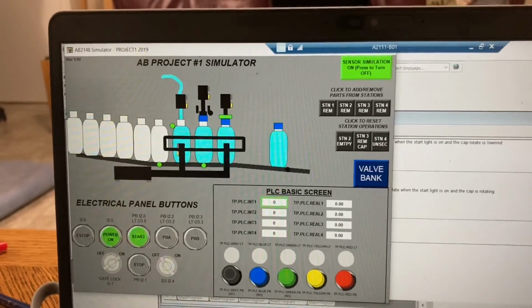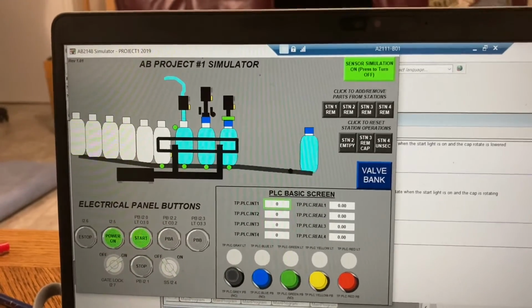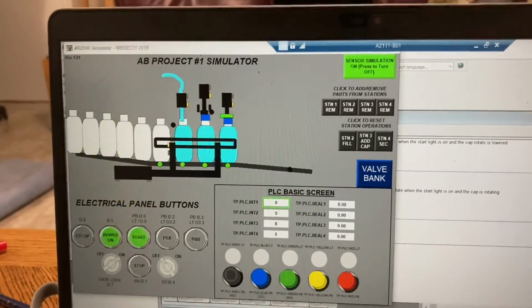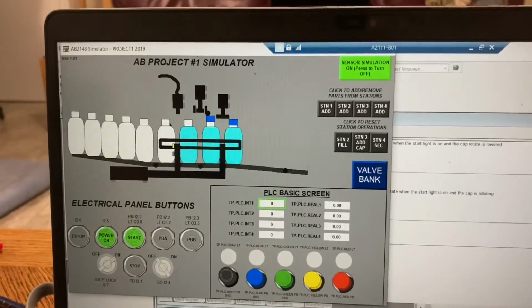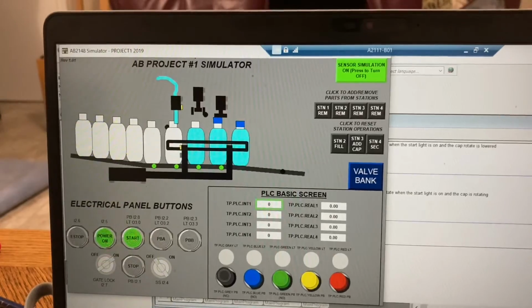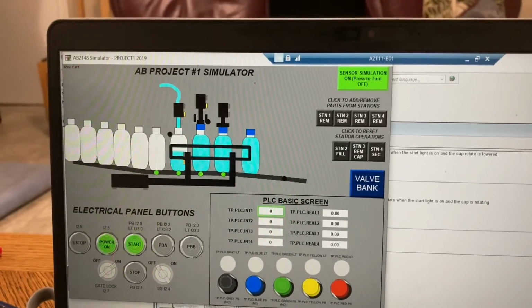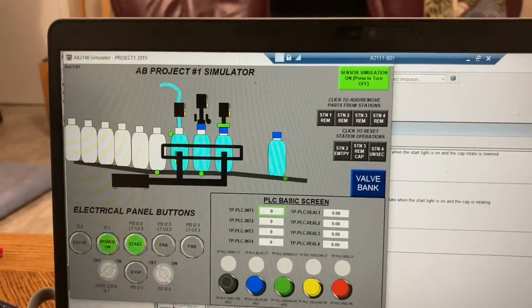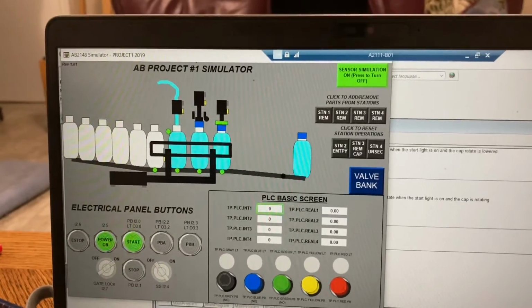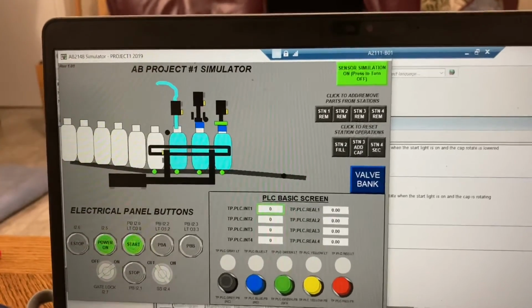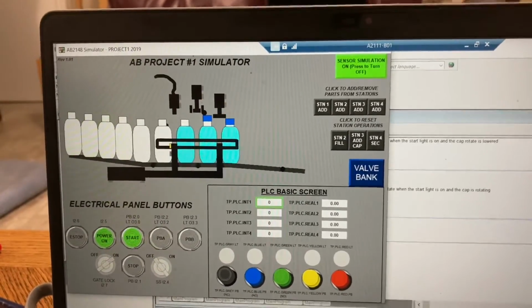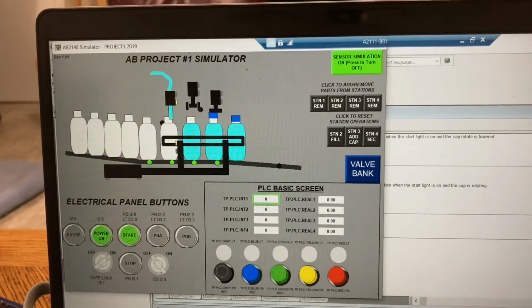And then it grabs a new bottle and rotates everything forward and moves the bottle to the last station, in which the cap is screwed on. Once all these processes are complete, the bottle is then moved onto a gravitational conveyor, which moves the bottle down the line.